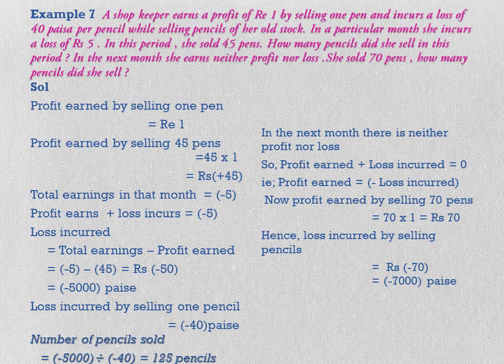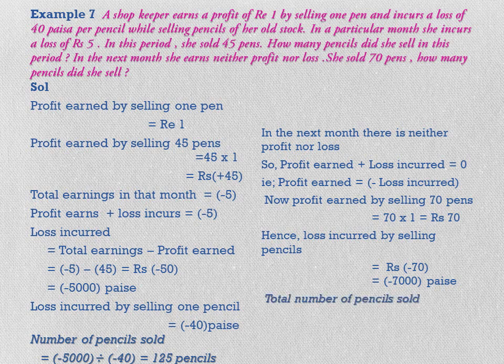Now, profit earned by selling 70 pens is equal to 70 into 1 is equal to rupees 70. Profit itself is rupees 70, positive rupees 70. Hence, loss incurred by selling pencils must be equal to negative 70 because neither profit nor loss. Therefore, the same amount we have to get as profit and loss. Profit itself is positive 70, therefore loss must be negative 70. Negative 70 means negative 7,000 paise.